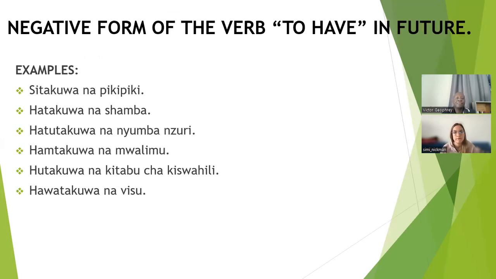Now the negative, also negative is simple. The negative over here, you just put the negative marker, but the future tense marker is still there. The tense marker will be there, and you add the negative marker. The negative of ni is si, because the negative of a is ha.